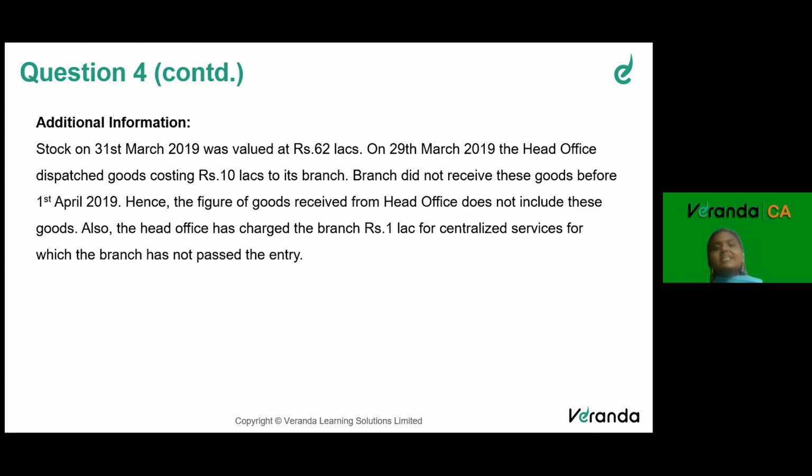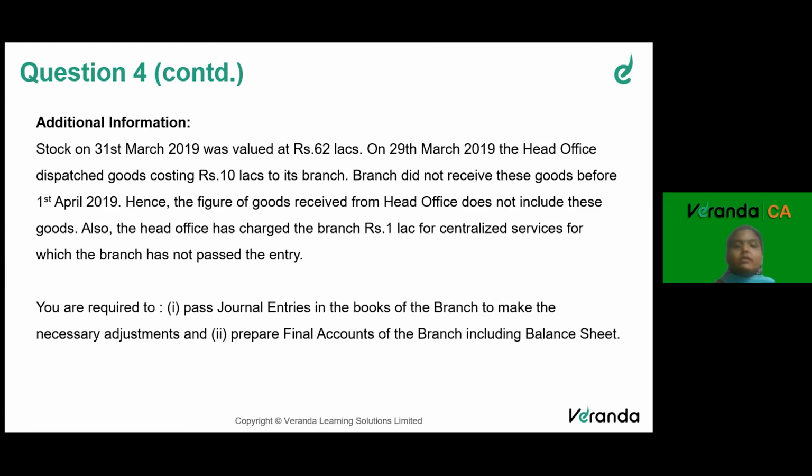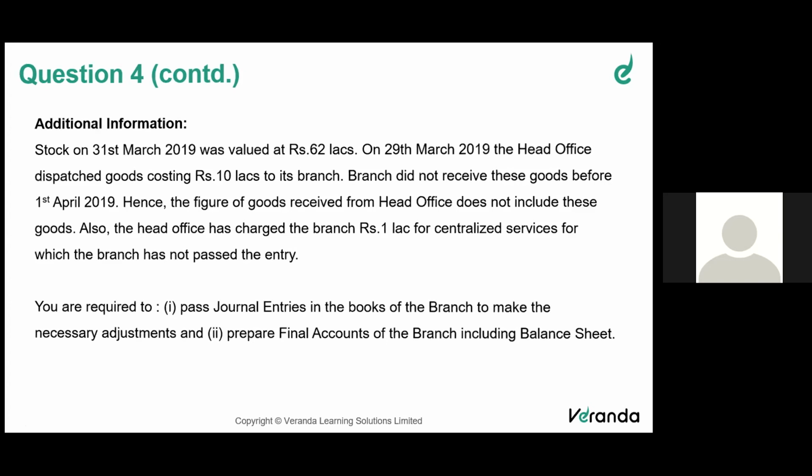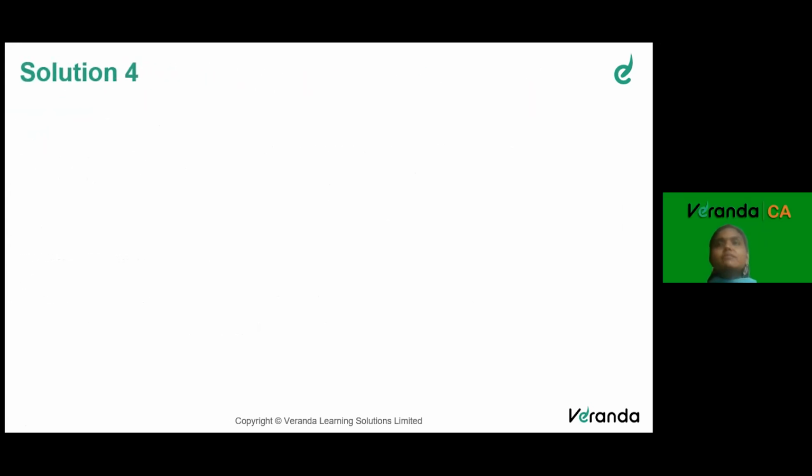So first journalize these two entries, then prepare the final accounts. What is the question? You're required to pass the journal entries in the books of the branch for these two adjustments. Thus all other adjustments are done and the trial balance is ready. But only these two adjustments need to be passed, journalized, and then prepare the final accounts of the branch, including the balance sheet. So the P&L and balance sheet are required. Is the question clear? Yes, ma'am.